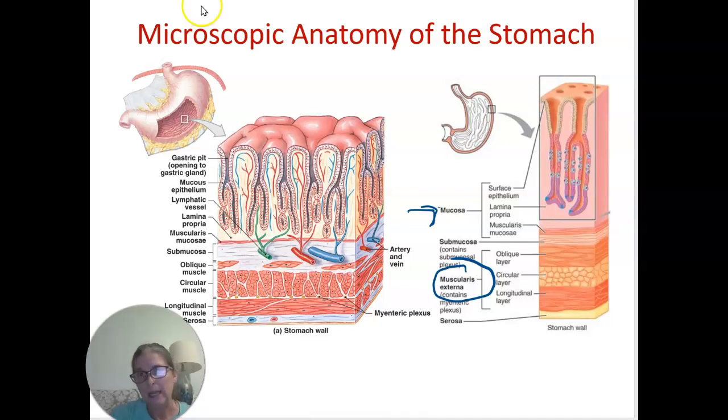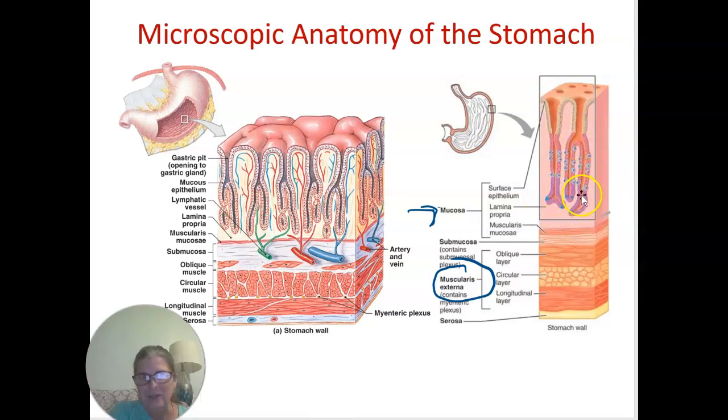So when we look here at the stomach, you can see these pits here. Maybe we'll start here. What you have are these little openings. So what we're going to have are these gastric glands, and gastric glands make gastric juice. And so these are the glands down here.